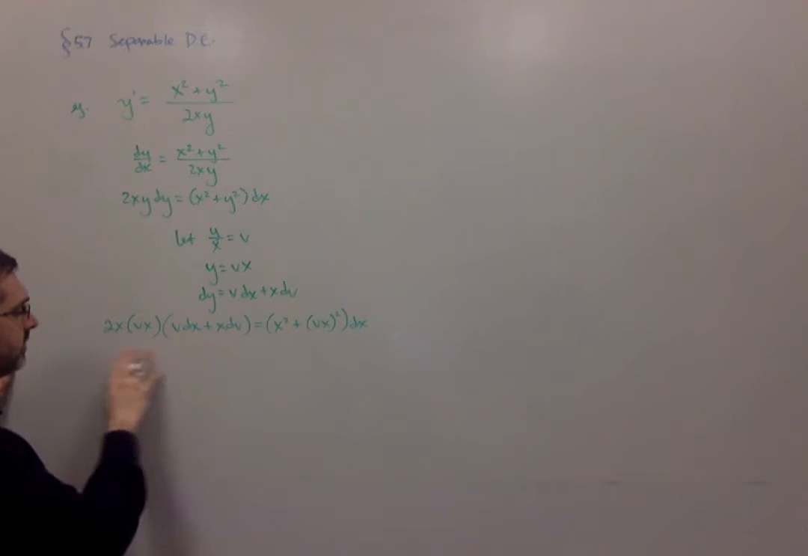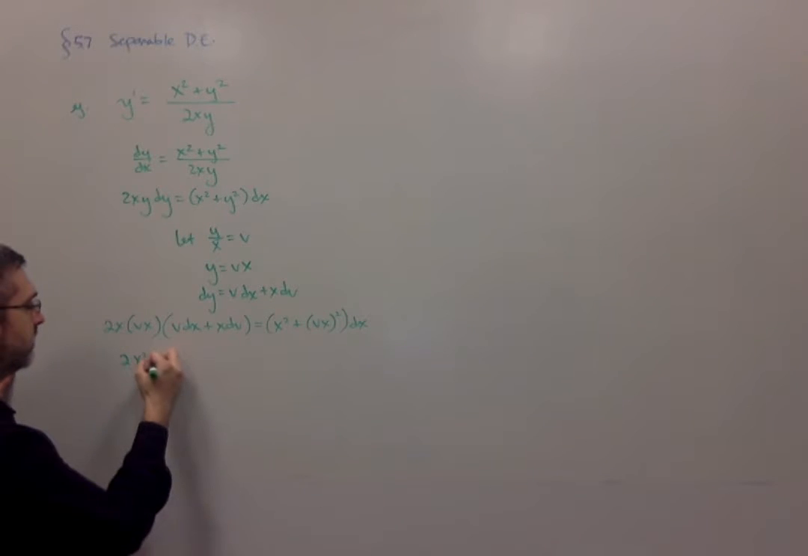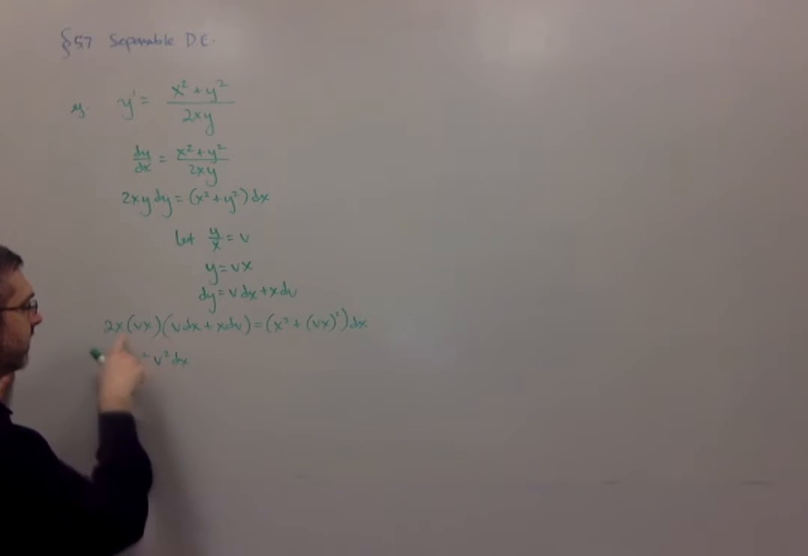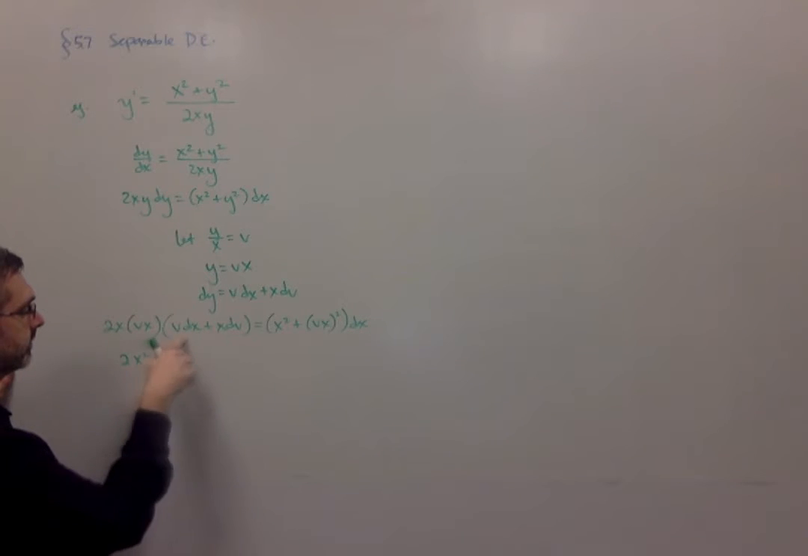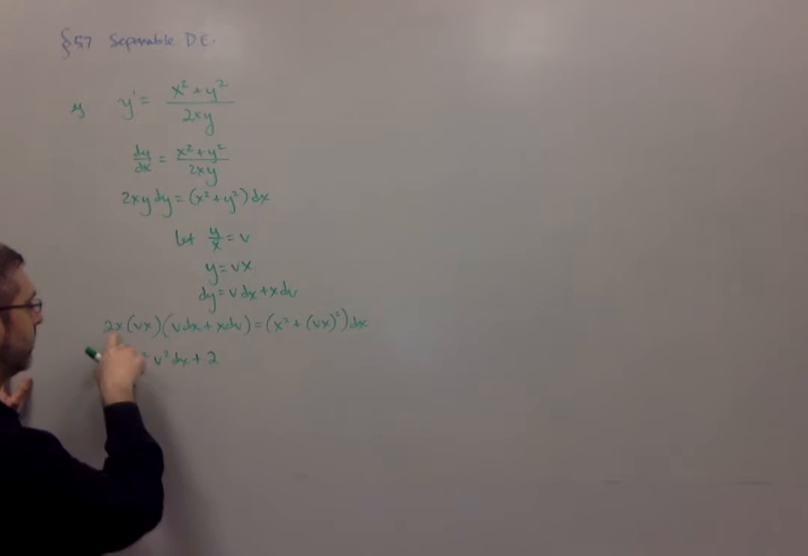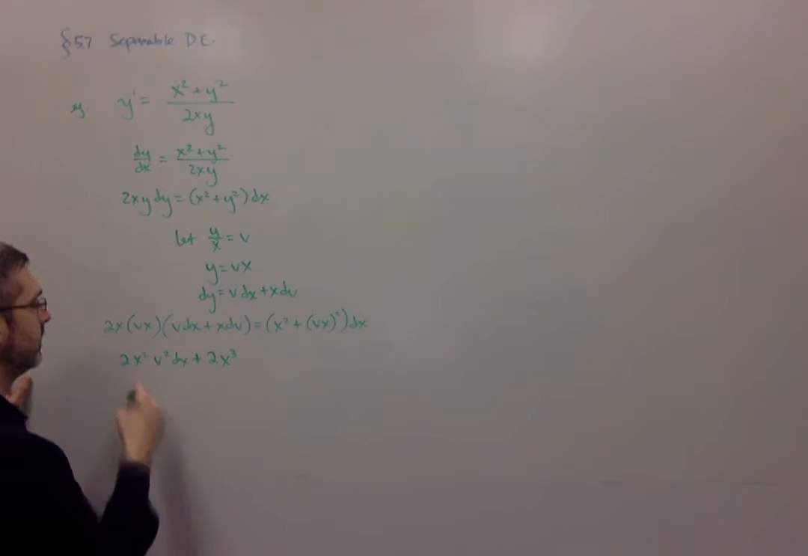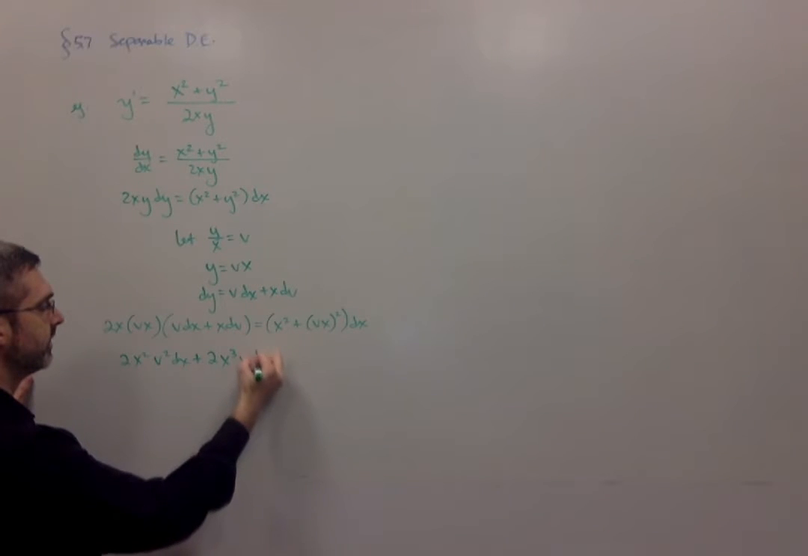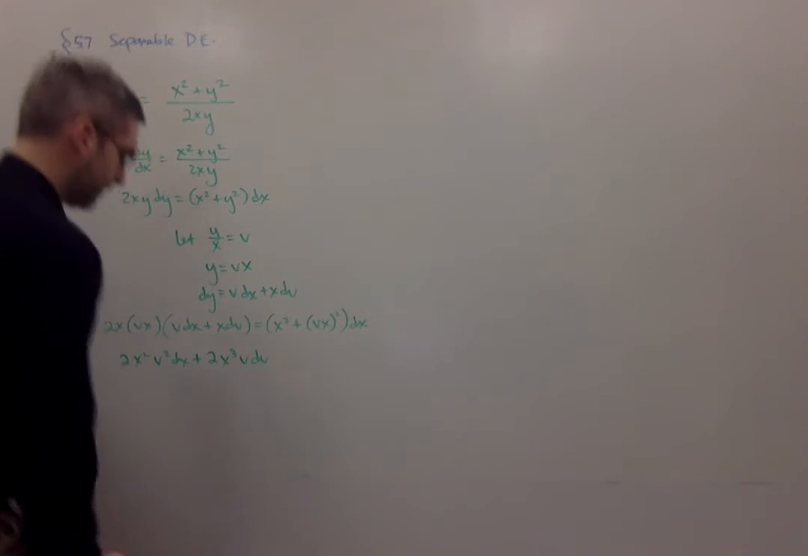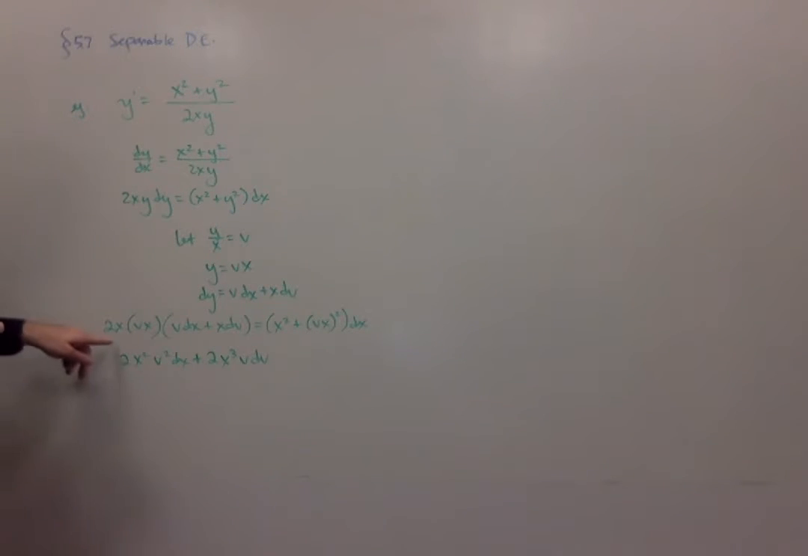Okay, so let's multiply some stuff out and see what happens here. So we've got 2x squared v squared dx, so that's this first term here, plus 2, then I've got an x, and an x here is x cubed, and then I've got a v dv. Okay, so that's those first terms multiplied out.